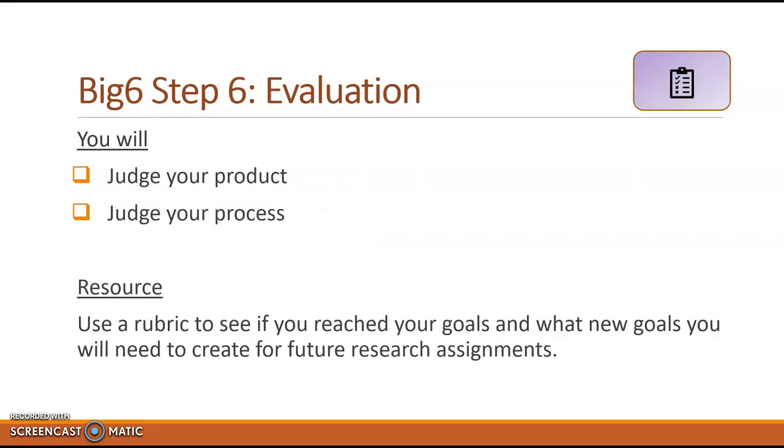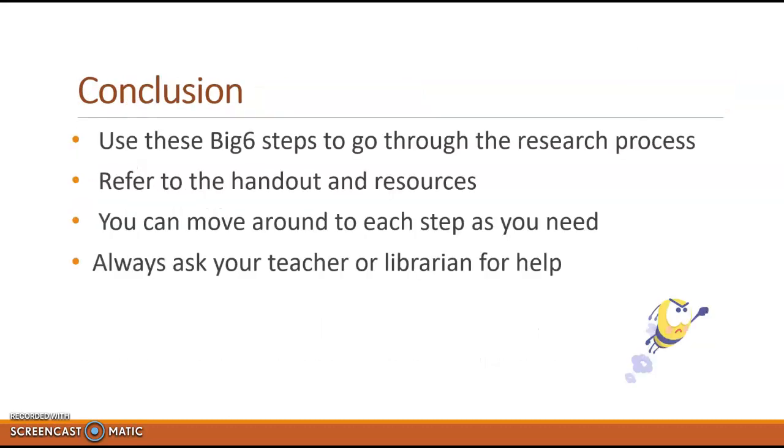The sixth and final step is evaluation. In this step, you will judge your product and judge your process. You can use a rubric to see if you reached your goals and what new goals you will need to create for future research assignments. Keep in mind that you can go back and forth between each of these steps as you need. They're here as a guide for you.